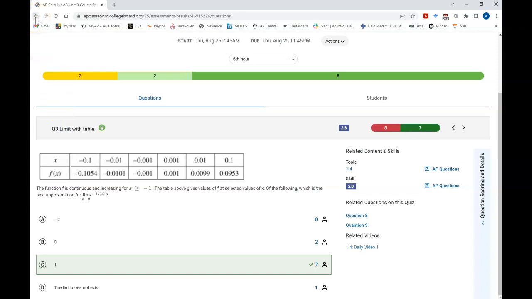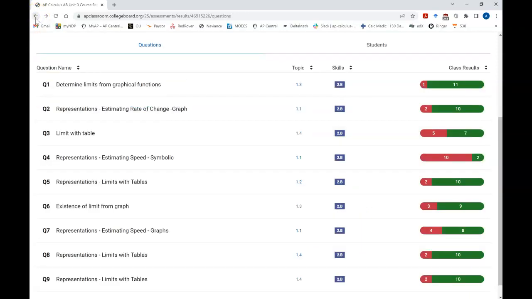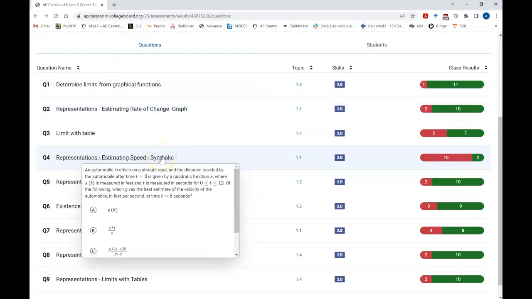Does anybody remember anything from here that they wanted to talk about, other than these couple that I noticed maybe more of us missed than I would have expected? Certainly that one where only two of us got it was one we need to talk about, but that's okay. I think probably that s being for position confused us.